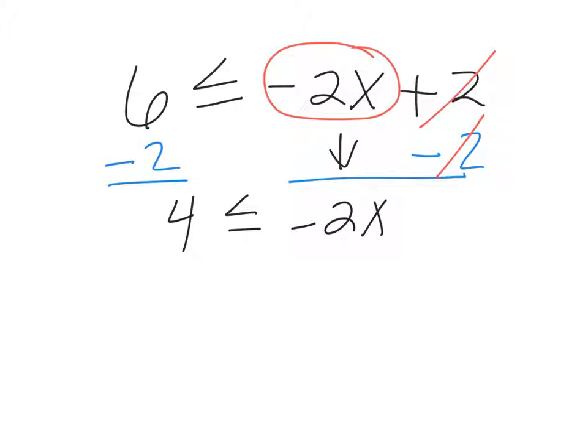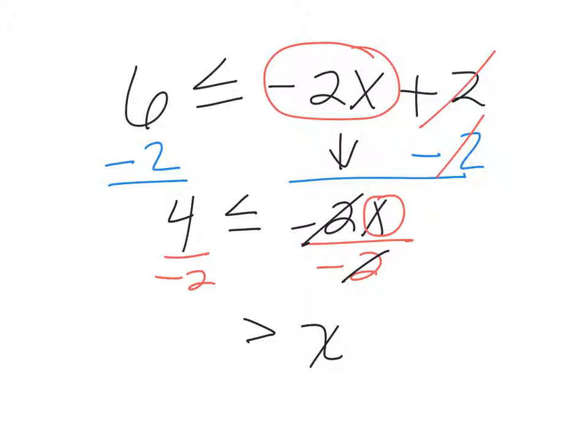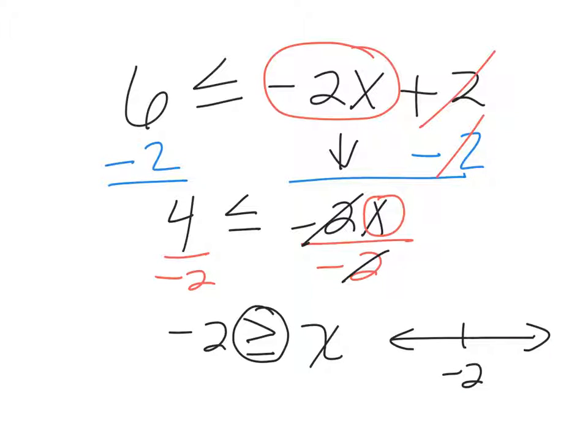Now, we've got to get this x by itself, so we've got to divide everything by negative 2. And remember the rule that we discussed, that when you multiply or divide by a negative number, the sign flips. So negative 2's cancel out, bring down your x, flip the sign, and 4 divided by negative 2 is negative 2. Now remember, you also have to graph it. So we're going to put negative 2 right here on the line. This is less than or equal to, so it's a solid dot. And all the numbers that are less than negative 2 are to the left.